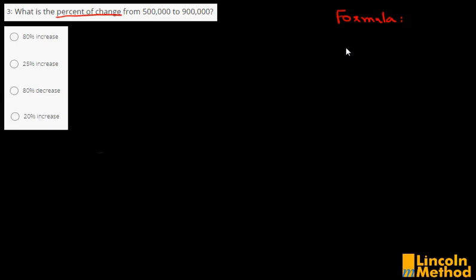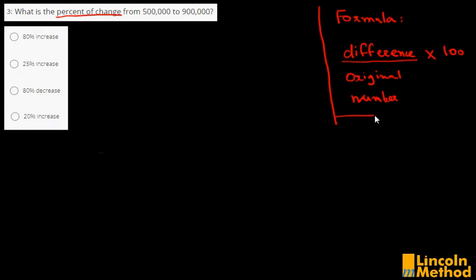Now this is a general formula, which means it is applicable to all similar questions, and the formula is difference between the two numbers over the original number, or the number that we started off with, multiplied by 100. So just remember this formula, and questions such as these are going to be a breeze for you. Now that we have the formula written down, let's move on to solving the question.